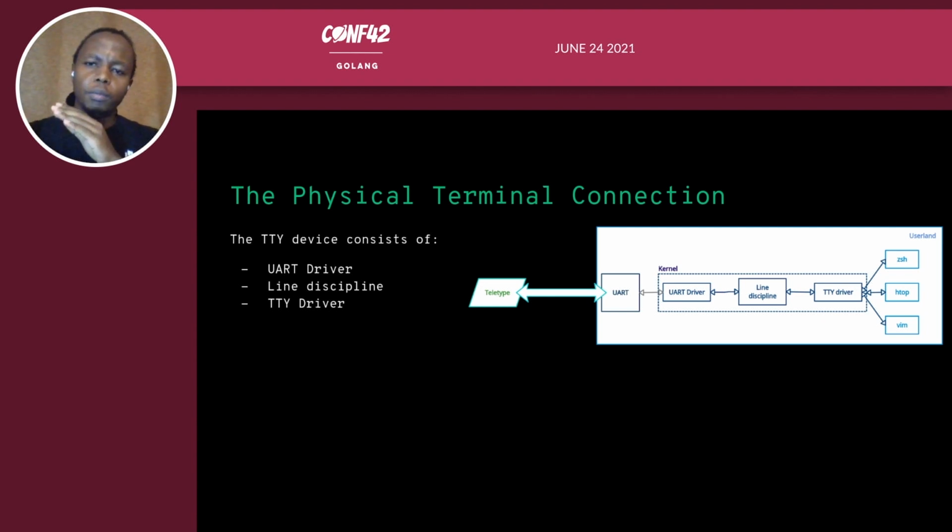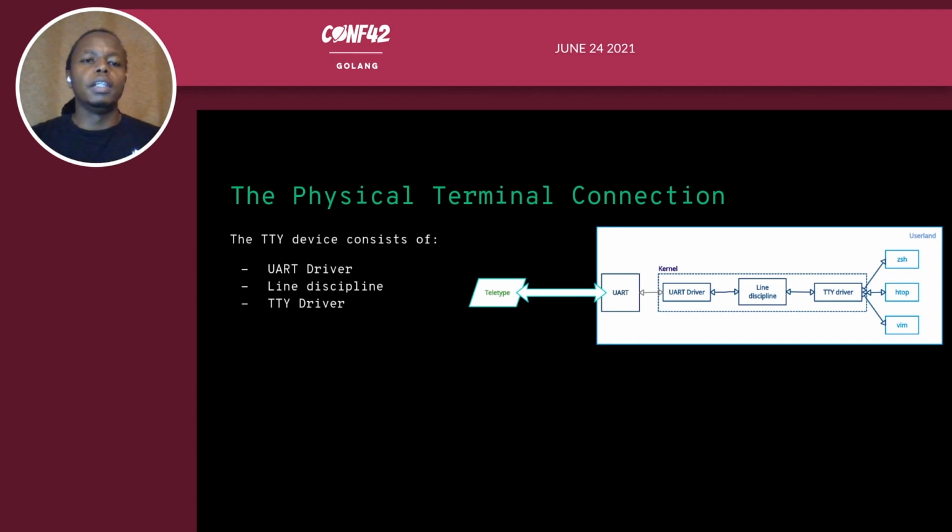From the diagram, you can see that the terminal has a direct connection to the computer via a UART module. UART stands for Universal Asynchronous Receiver and Transmitter. And the main purpose is to receive and transmit serial data. Now, from the diagram above, you can see the TTY device consists of the UART driver, line discipline, and the TTY driver. Let's dig a bit into these components.